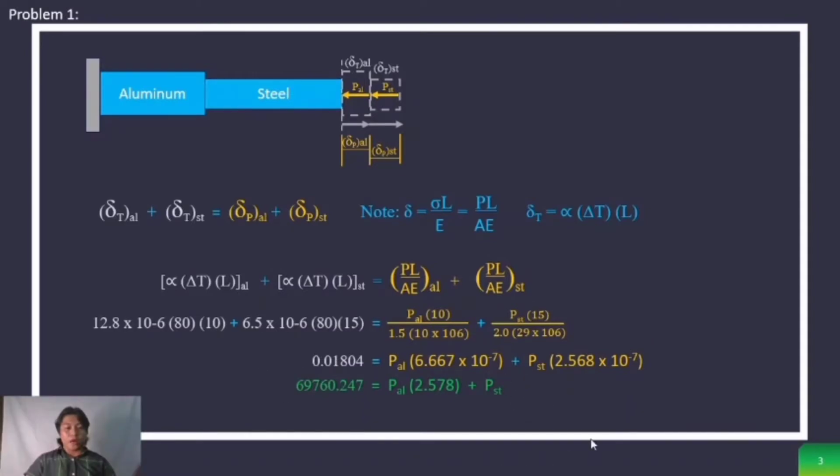So this will be our first equation. So let's look for the equation here in our free body diagram. As we can see in our free body diagram, P aluminum and P steel are equivalent forces. Right? These are the forces that will push back the aluminum and steel to their original position. So P aluminum is equal to P steel.